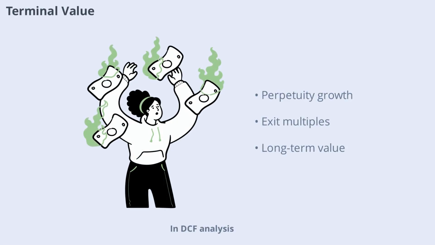In DCF analysis, terminal value estimates the business's value beyond the forecast period. It's a significant component, often representing the bulk of total value. Terminal value can be calculated using perpetuity growth or exit multiples and must be chosen carefully to avoid over or underestimating the business's worth.